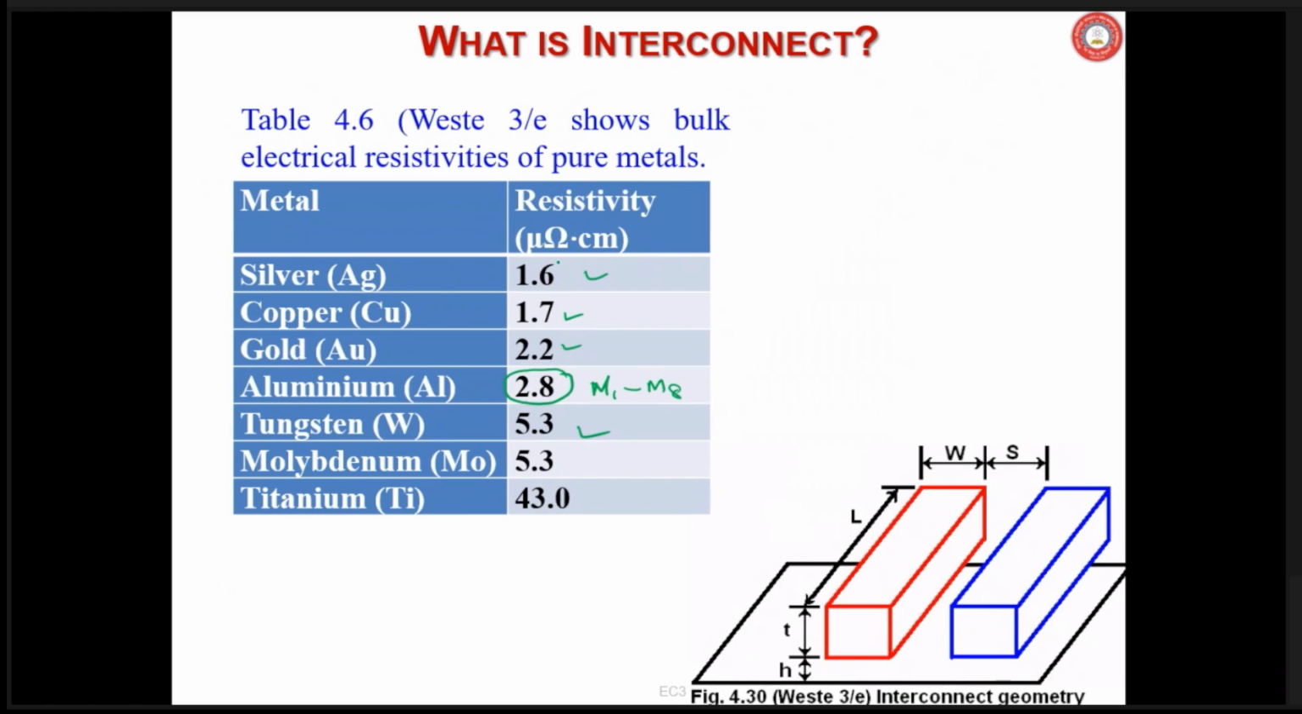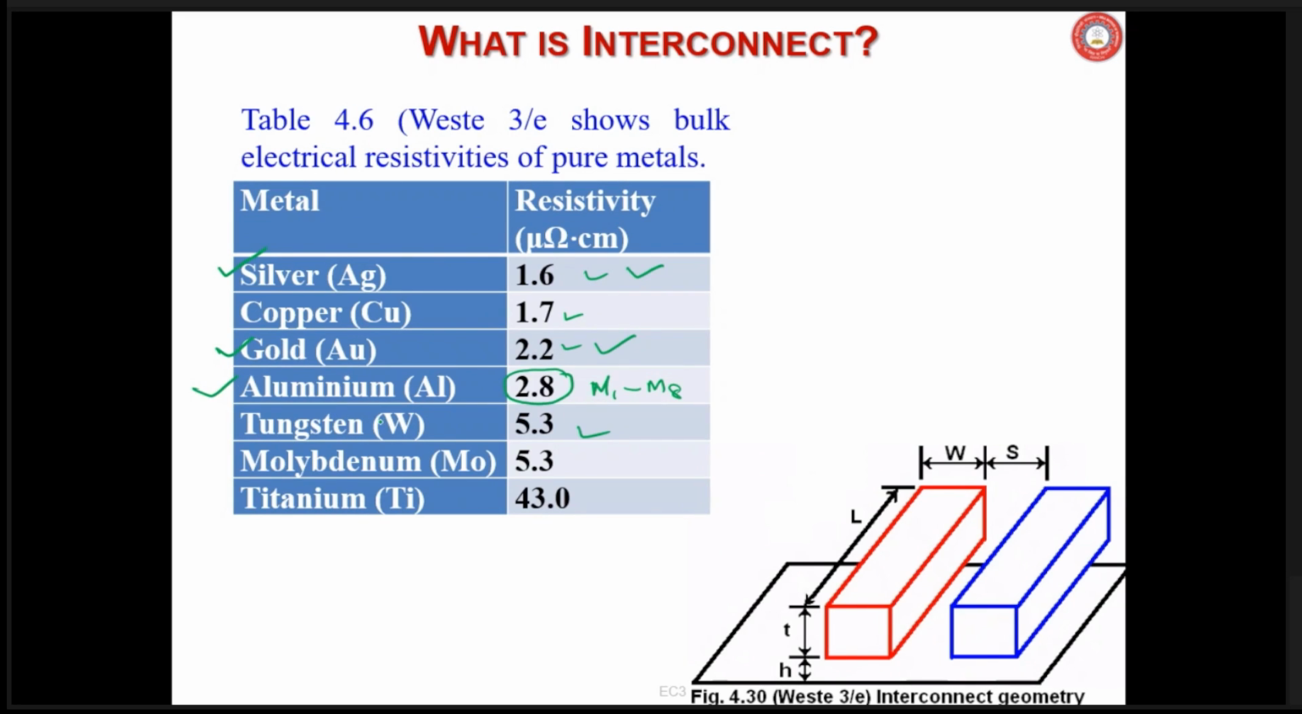Another table, for metals: silver and gold have very low resistivity, say silver 1.6 micro ohm centimeter, gold 2.2 micro ohm centimeter, right? So those materials should be used for interconnect, but they are too costly, you know that, gold as well as silver. So normally that is not used.